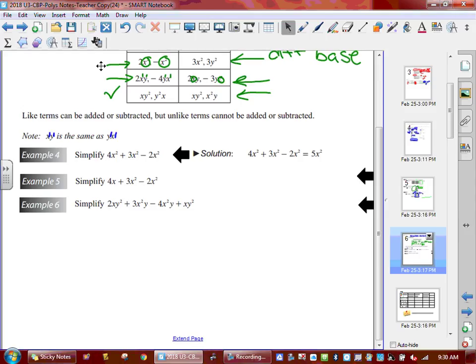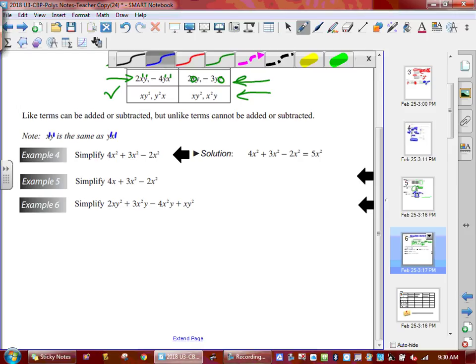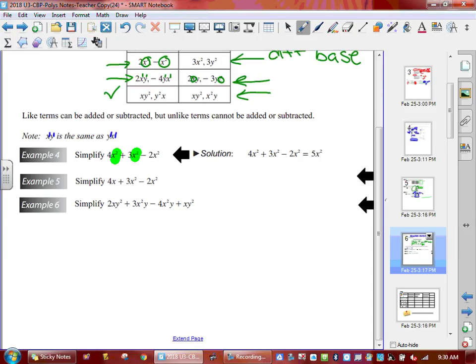They're all the same. That means all I do is add the numbers in front. So I'm going to take 4 plus 3, subtract 2. So 7 subtract 2 is 5. And that's how they get their 5s. Okay? So as long as they have that same variable and the exponent, you can just add the digits in front. What part of the next one can be added? What part of example 5 can be added?